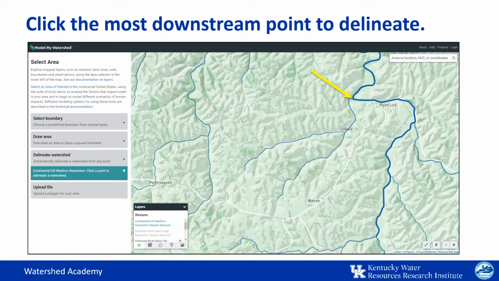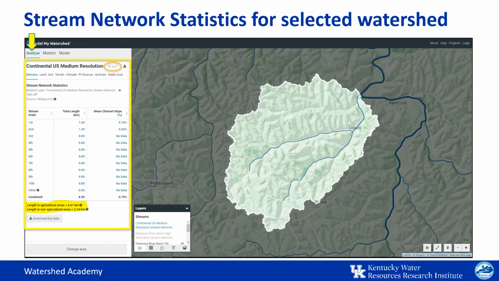Now we will click on the most downstream point of the stream or its confluence with the receiving body to see the contributing watershed area. This particular tributary of Paint Lick Creek is called Lowell Branch. Here you can see the contributing watershed for Lowell Branch.